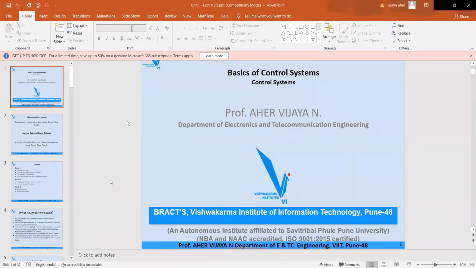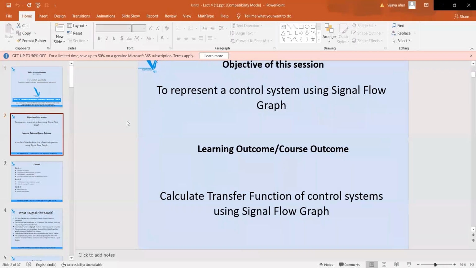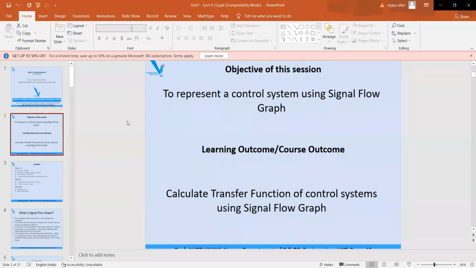Now the next point you are going to study is signal flow graph. Now we are in the last part of unit 1. Okay, a small part is remaining, but that is very important. Signal flow graph. Before starting you should know the objective and outcomes. The objective of this session is to represent a control system using signal flow graph. आता हे काय आहे signal flow graph? हे तुम्ही शिकणार आहात. Okay, that is similar to your block diagram.